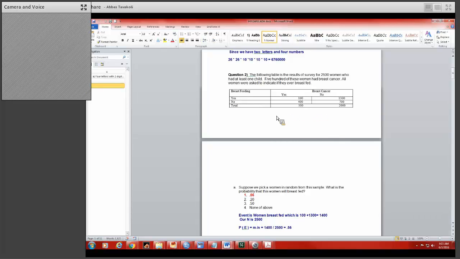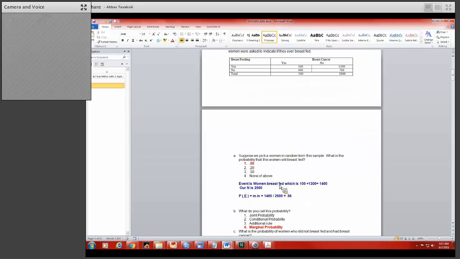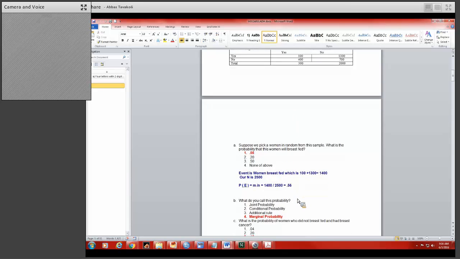we have breastfeeding and breast cancer information. Suppose we pick a woman. What is the probability this woman will breastfeed? If you look at the breastfeed row, it is 1400 total. You have 100 plus 1300. That is the number who breastfeed, your event M. Remember M over N: 1400 over the total sample of 2500 is 0.56.